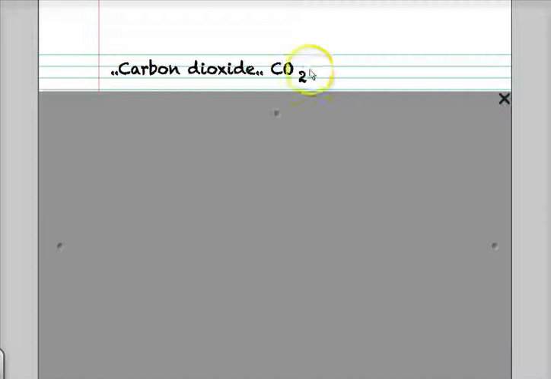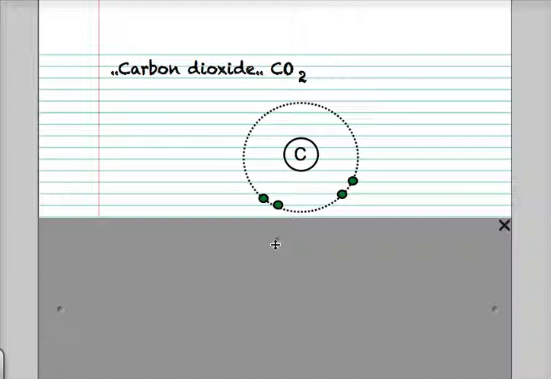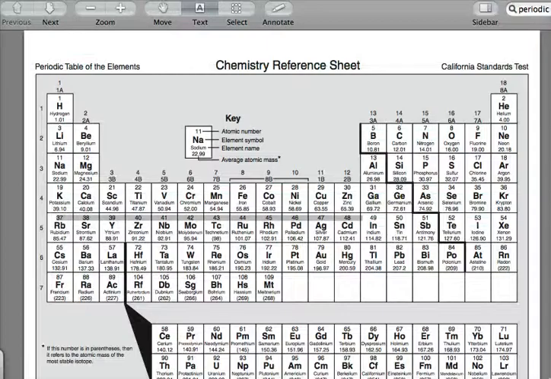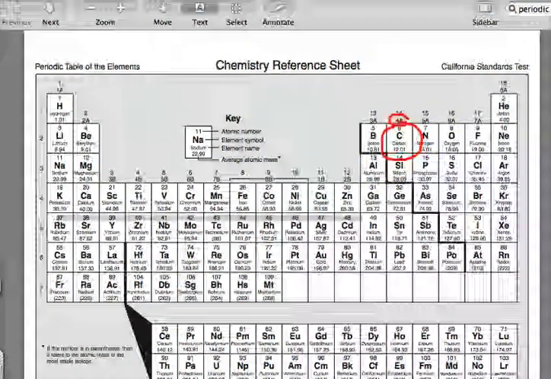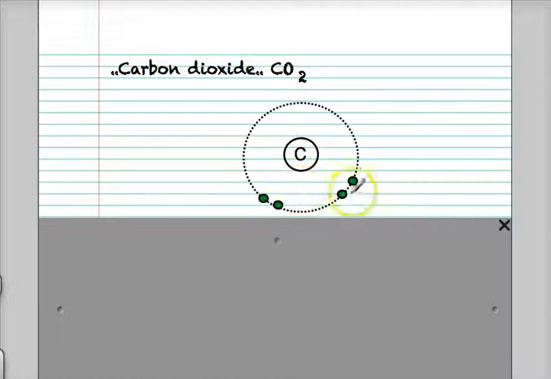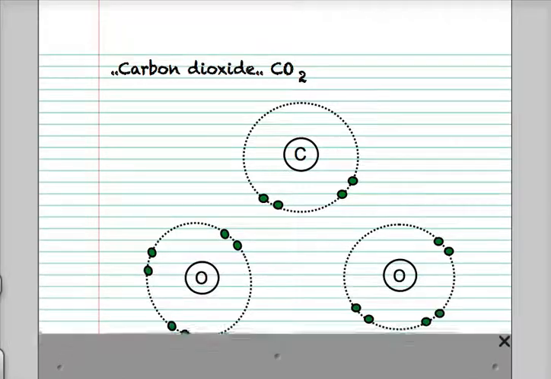Now how about carbon dioxide? Carbon dioxide, pretty well known gas, CO2, 1 carbon, 2 oxygens. So here they are, 1 carbon. Carbon is in group 4. Let's just check that out. Carbon is here in group 4. So element number 6, 2 electrons in the first orbital, 4 electrons in its valence orbital. So there we are, 4 electrons in the valence orbital there. And we have our 2 oxygens down there.